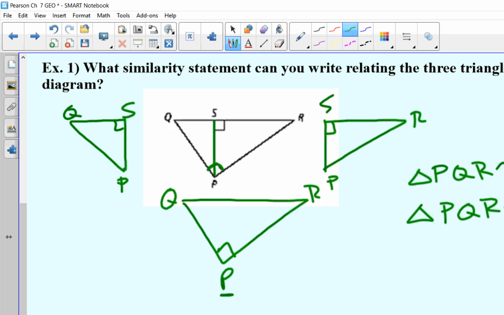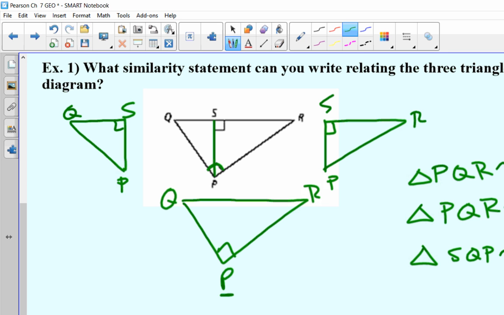All right, and then the last step. You're always going to get three because you have three triangles. I can say the two smaller ones are going to be similar to each other. So we'll go SQP, starting at the right angle, is similar to triangle SPR. I think that's right. I would mark you wrong if you didn't have the letters exactly in the same order.